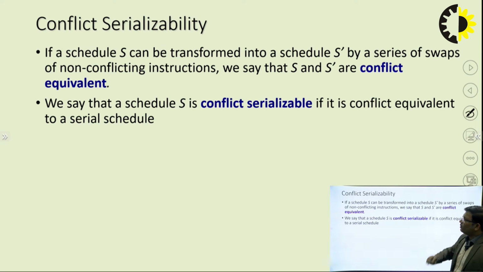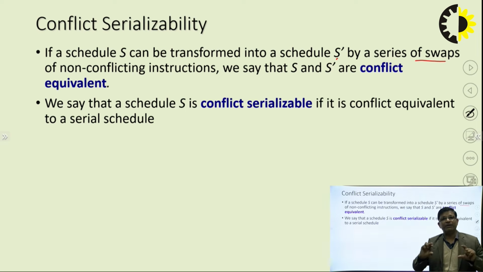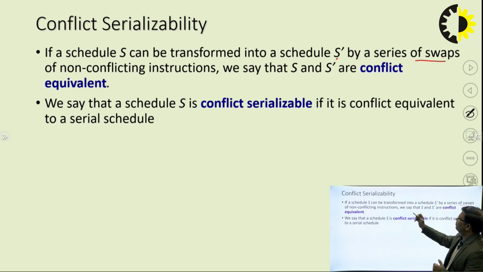So conflict serializability is the main important topic, just because there are some numerical questions. You have to check whether a particular schedule is a conflict serializable schedule or not. If a schedule can be transformed into a serial schedule by a series of swaps, listen carefully, we are swapping the transactions but the final value of the variable should not change, and it is converted into a serial schedule, then it is called conflict serializability.